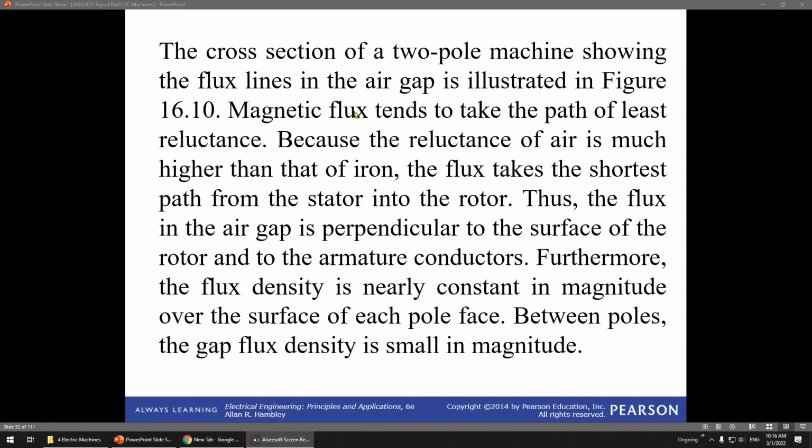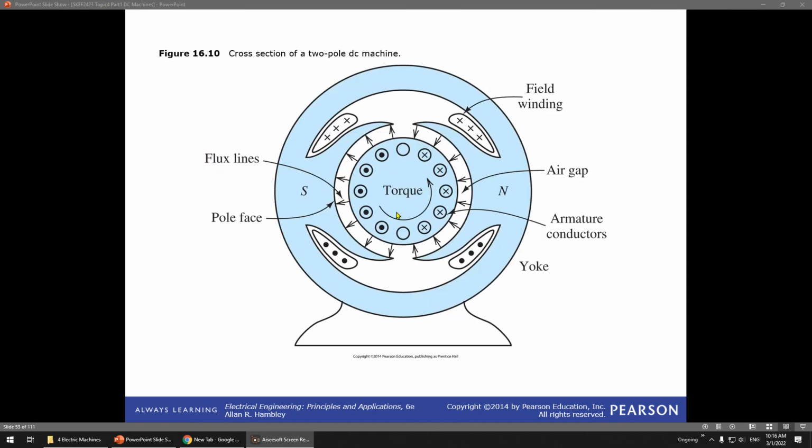A cross section of the two-pole machine showing the flux lines in the air gap is presented in figure 16.10. So you can see here, this is the field winding. You have current going into the paper here and out here, so this becomes north and this becomes south. This is the armature conductor.